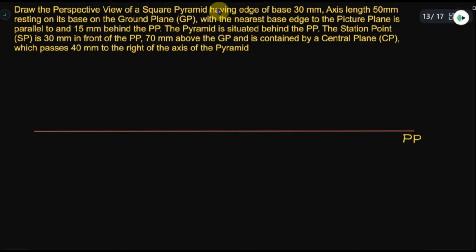So we have the solid entirely behind the picture plane in this question. Square pyramid is completely behind the picture plane, and the nearest base edge is 15 mm behind the picture plane and is parallel to the picture plane.